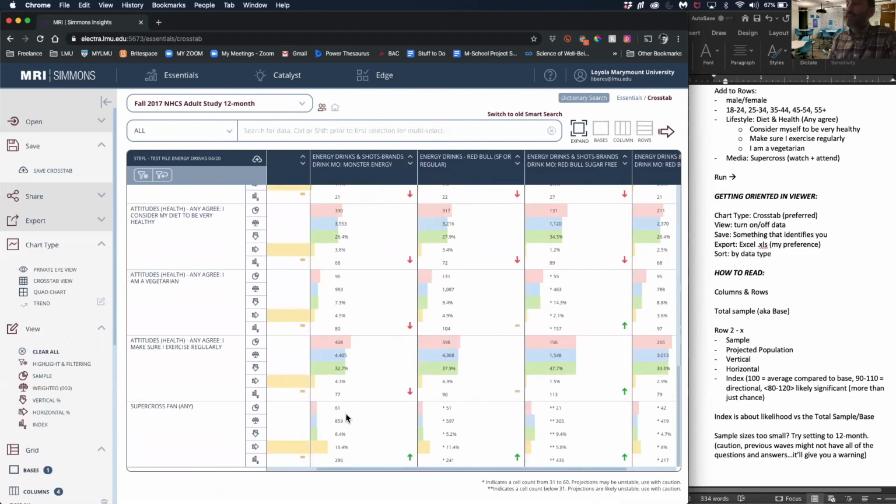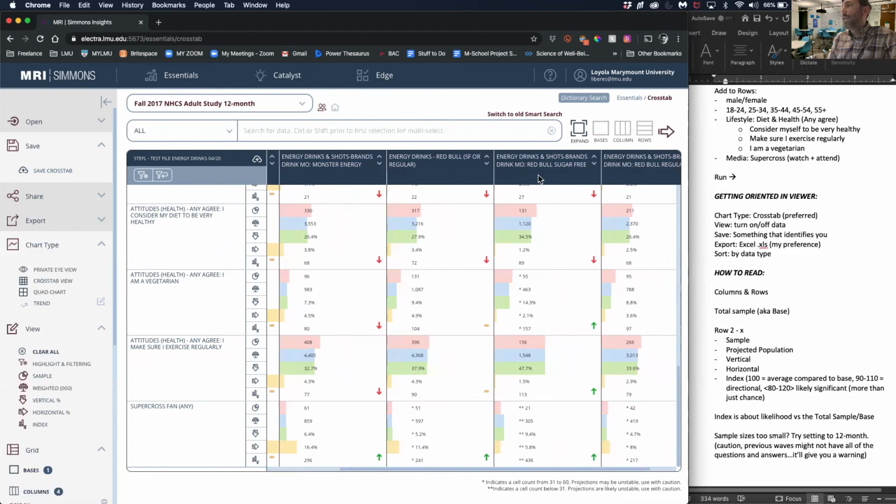There were enough people that you could cut it by Supercross fans. What we see here is that Monster Energy drinkers are 196% more likely to watch Supercross or enjoy Supercross than the average adult American. If you look here, Red Bull sugar-free, it's off the charts, but the problem is the sample size is only 21. So this might be due to chance.